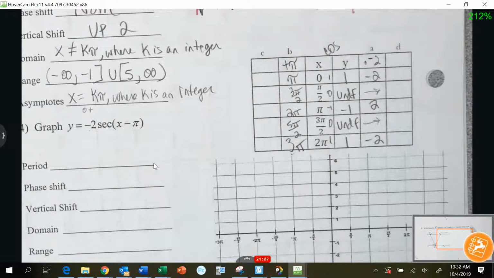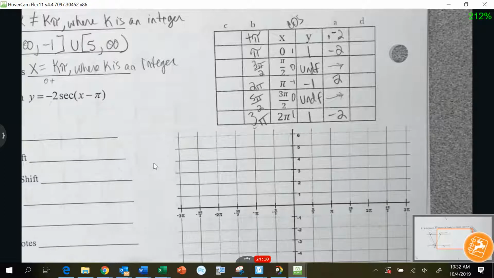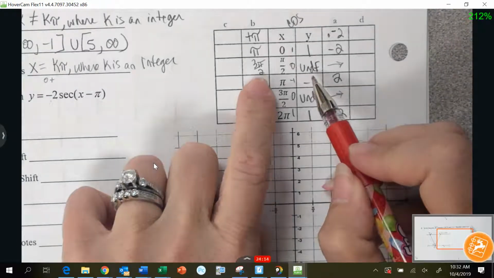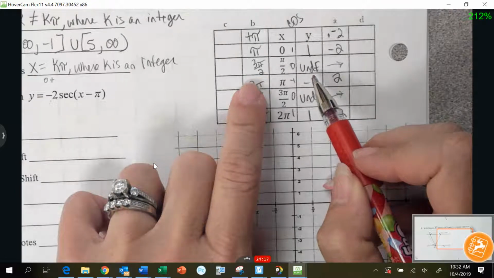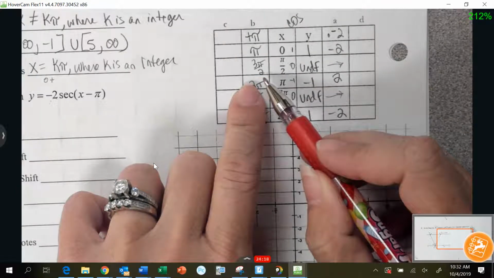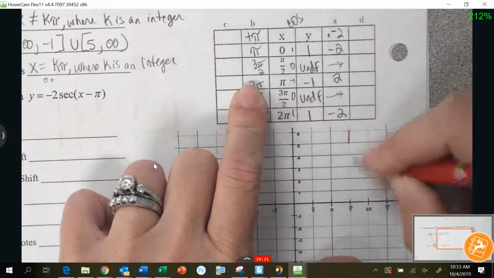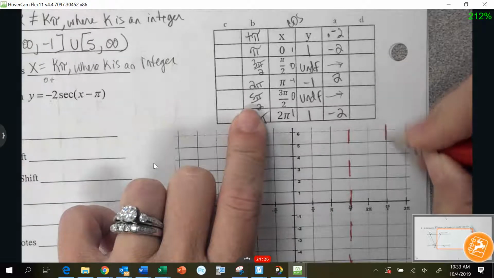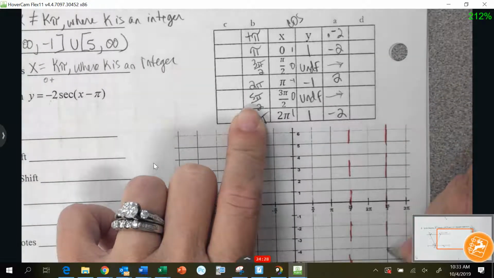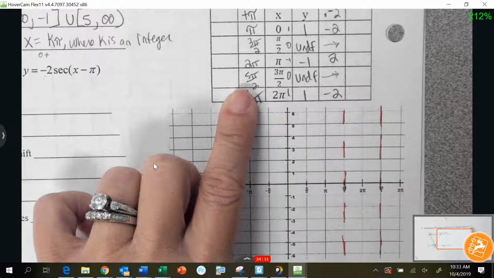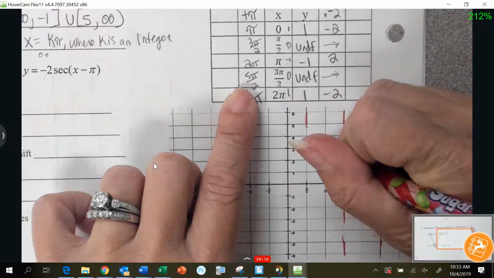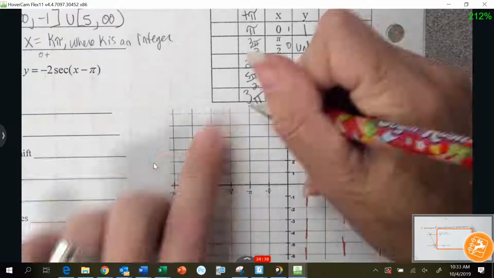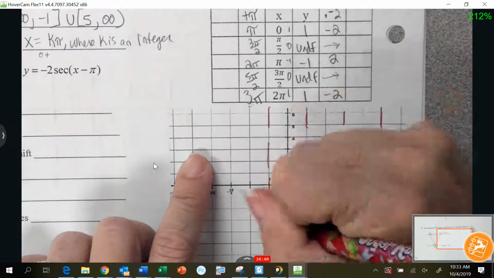Okay. So now I'm going to look for my asymptotes. And the asymptotes are the ones that are undefined, but we're going to look at the new x's. So my first asymptote down here is going to be at 3 pi over 2. And then at 5 pi over 2. And we know that these are always going to be the same space apart, so I can continue the pattern and add more asymptotes. There'll be one at pi over 2, and negative pi over 2.